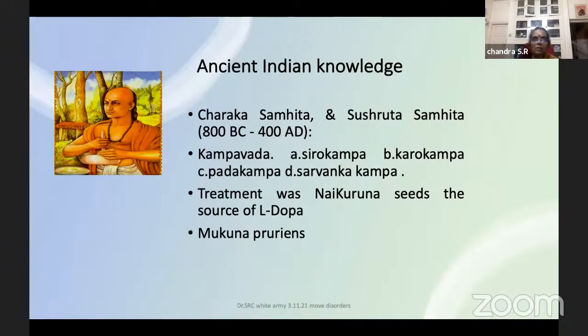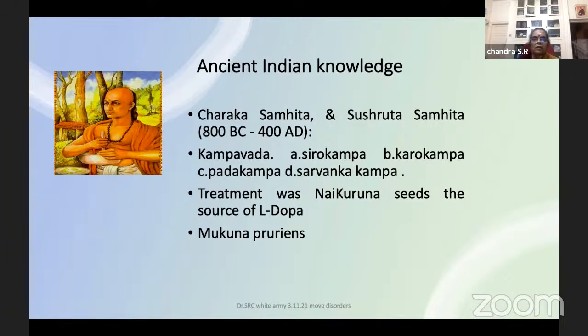We call it Charaka Samhita, written in 800 BC. It says Kampavata, it is called Kampavata. And he classified it as Shiro Kampa, when the head is having involuntary movement; Kara Kampa, classical, the hand is having it; Pada Kampa, lower body Parkinsonism; and Sarvanga Kampa, PSP plus MSA, those conditions where the whole body is involved.